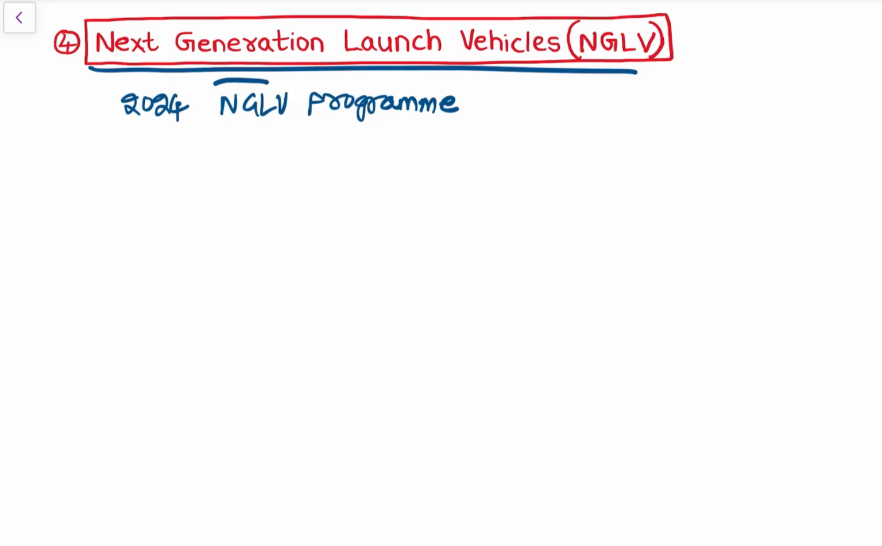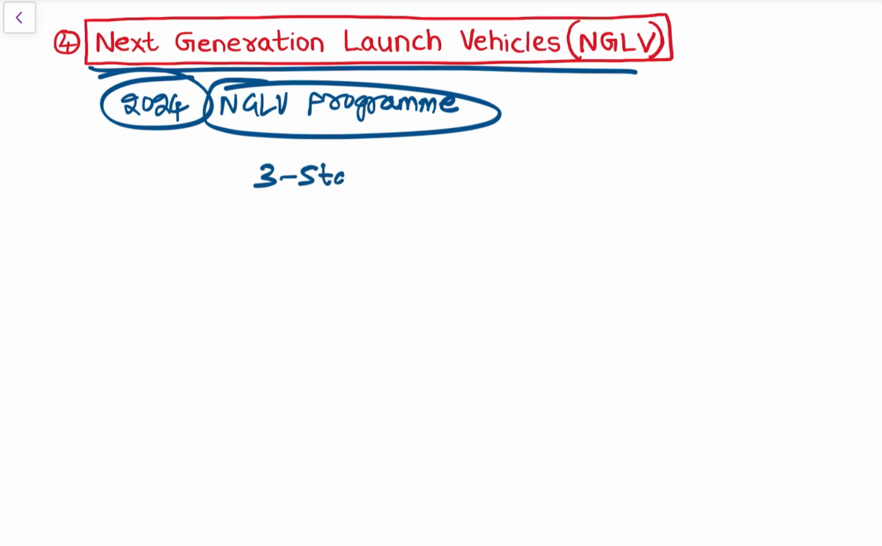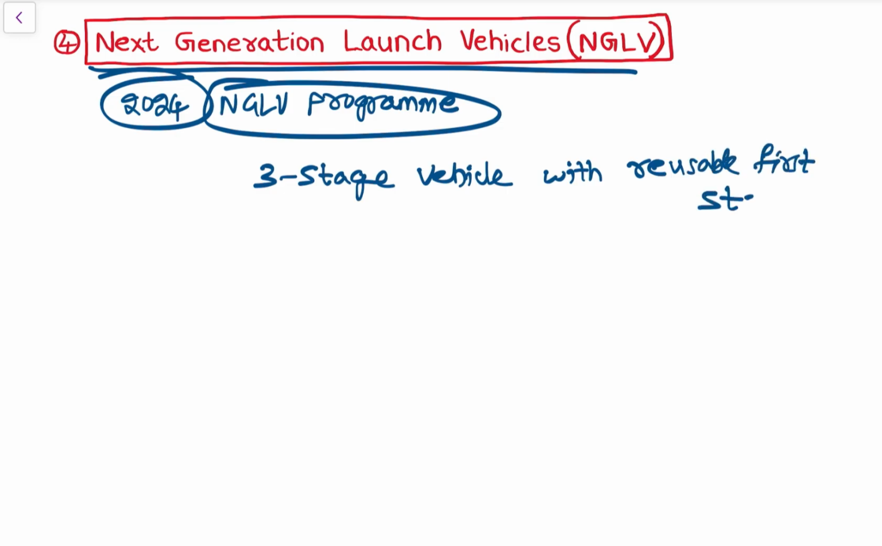Next generation launch vehicle program, which aims to develop new launch vehicles. So what is in the next generation launch vehicles? It is a 3 stage vehicle with a reusable first stage. This is important, reusable first stage. Just like Elon Musk's SpaceX is doing reusable first stage, so we will be using the first stage as a whole.